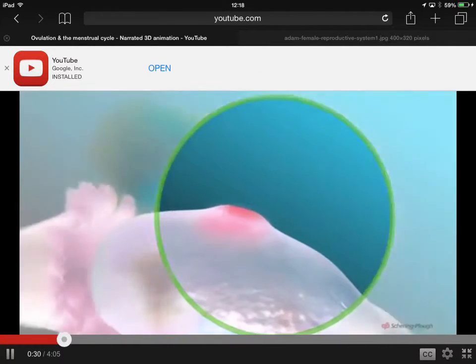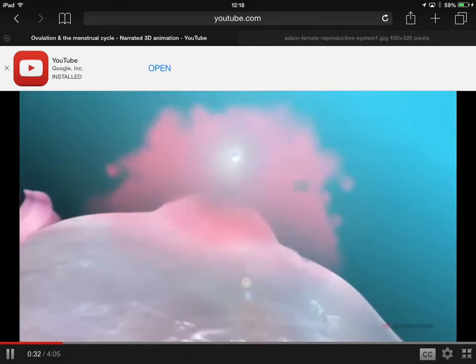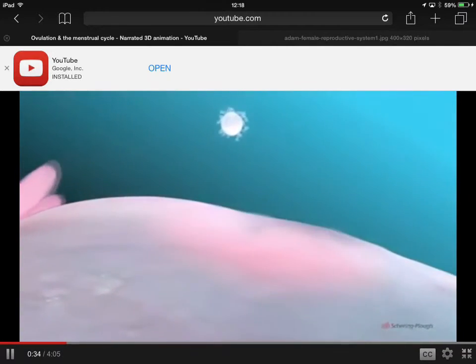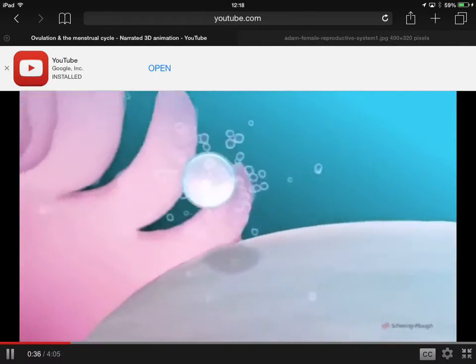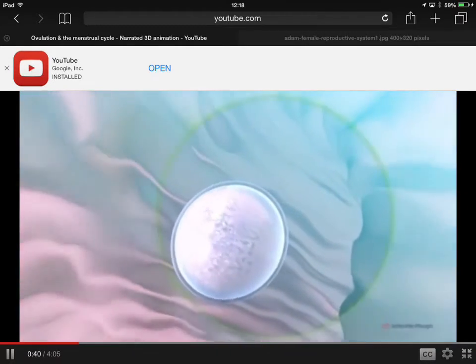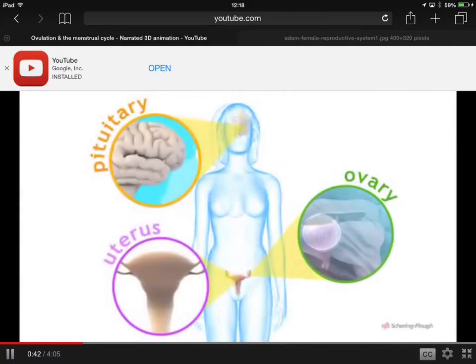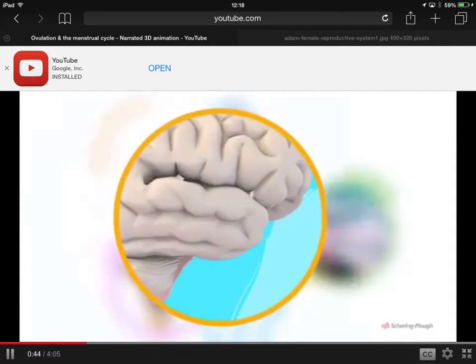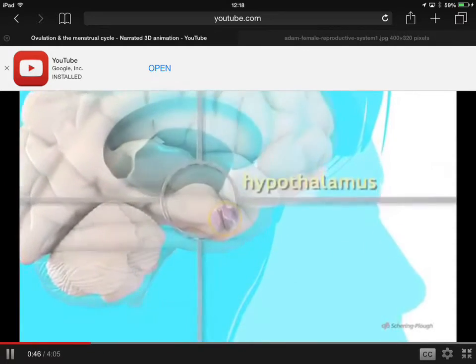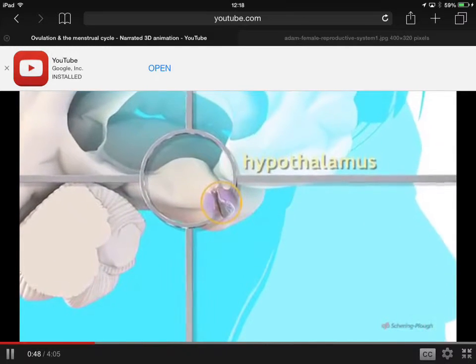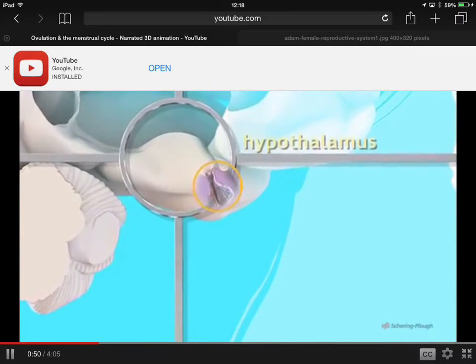Each month, one or other ovary releases a single egg, an event known as ovulation. It is brought about by a series of complex interactions between the pituitary gland, the ovaries, and the uterus. The pituitary gland is itself under the control of this small area of the brain known as the hypothalamus.